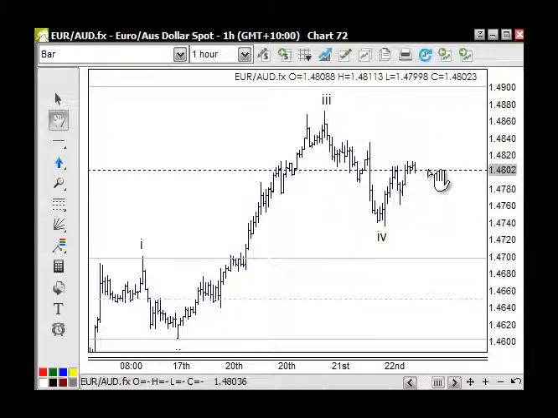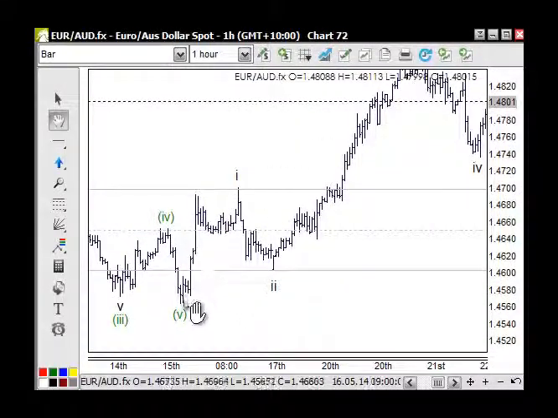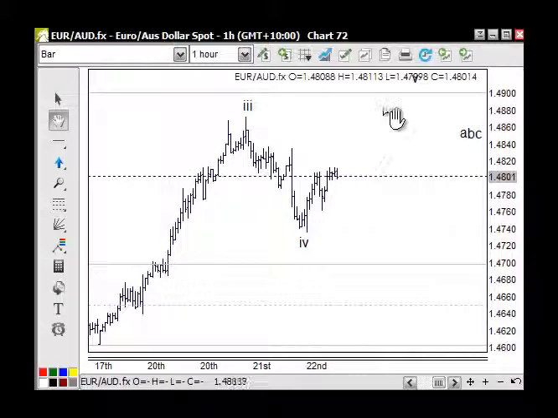So we should see, this being in 3 waves here, we should see wave 5 move above the wave 3 here. Don't expect too much of the wave 5 because the extension's in wave 3, wave 1, and wave 5 will be roughly the same.